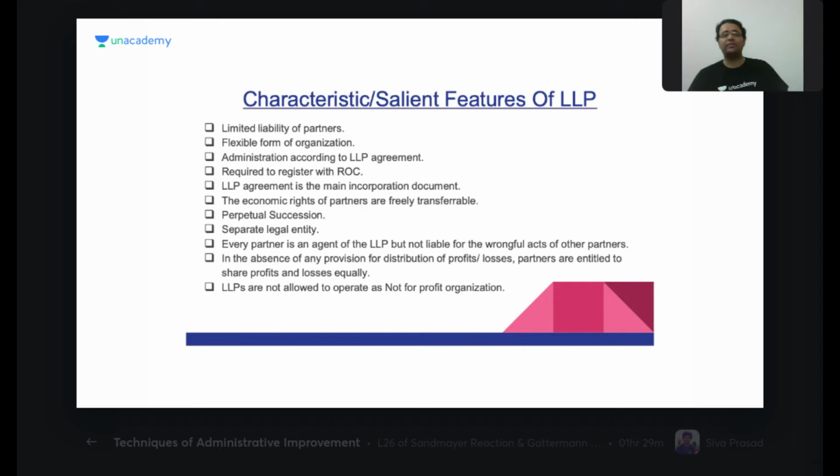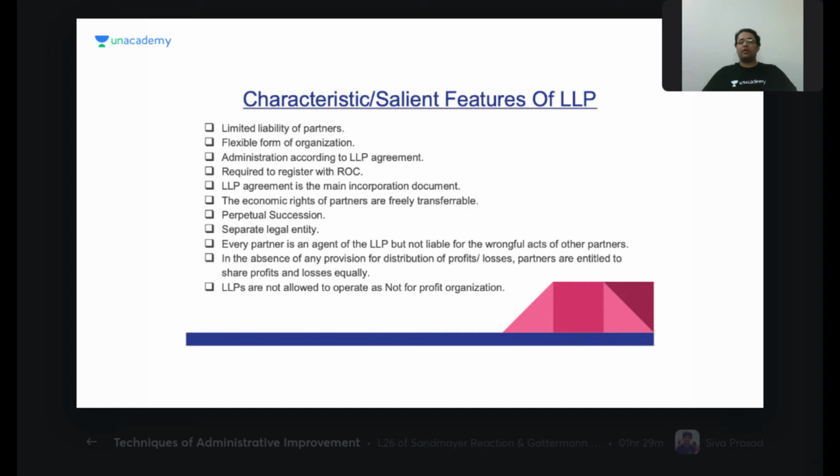Okay, let's move to the next point. The next point is separate legal entity. Like I've already... Yes, Shiv, which is the fifth point? Can you tell me? Which point do you want an explanation for, Shiv? LLP agreement is the main incorporation document. Is that the point you're referring to?